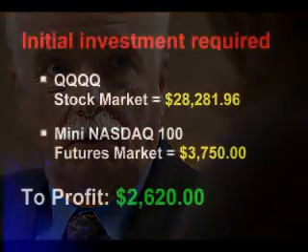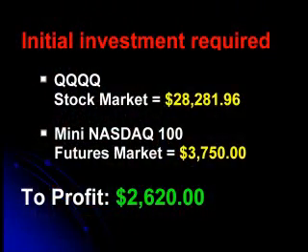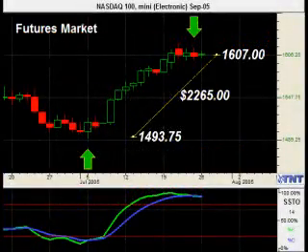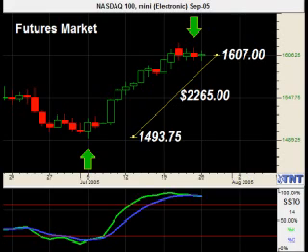An initial investment of only $3,750 on the futures market profits the exact same amount as $28,281 on the stock market? An almost 70% ROI. How long did that take? 15 days. Okay, let's look at it from another point of view.